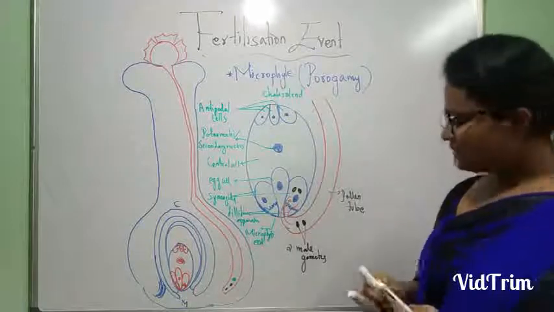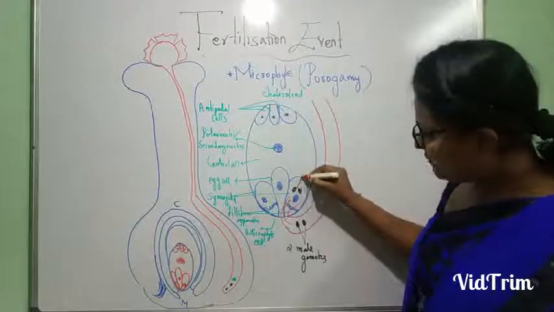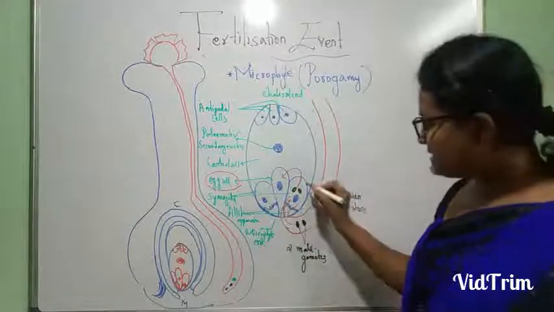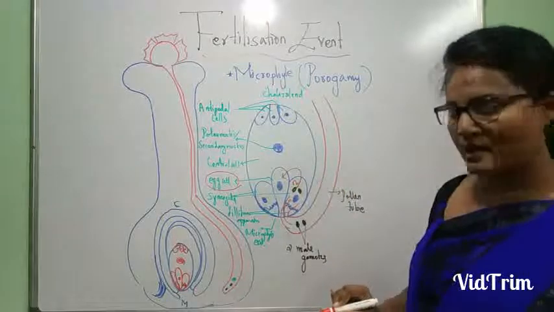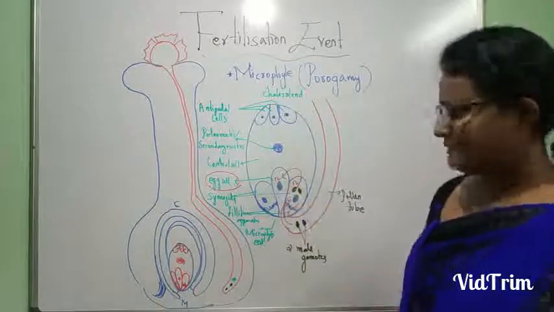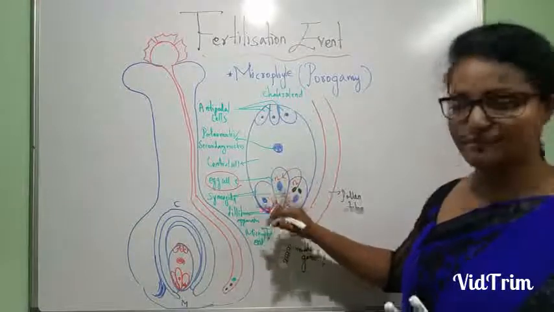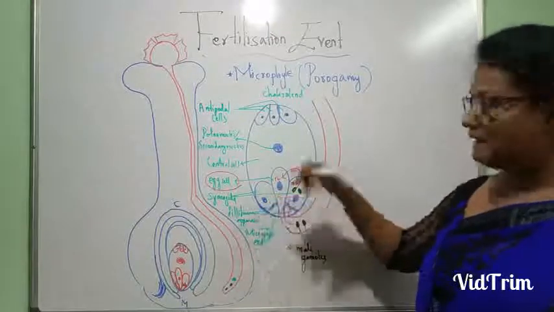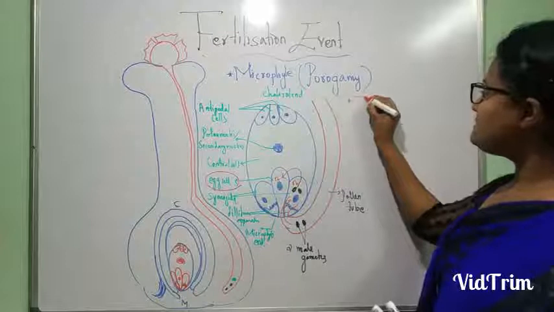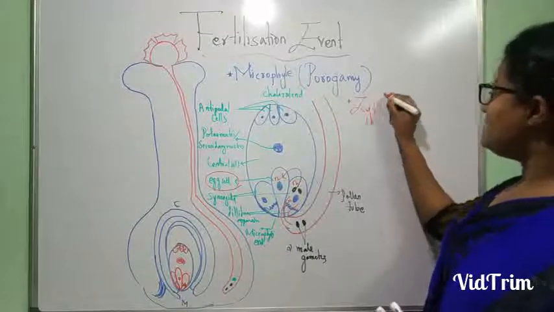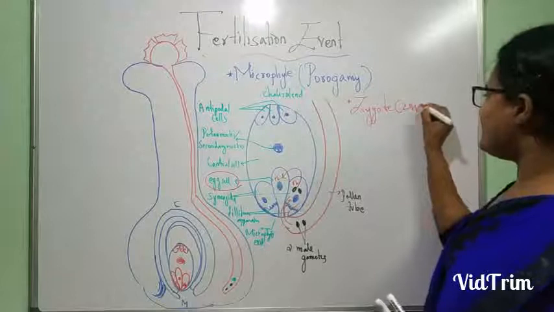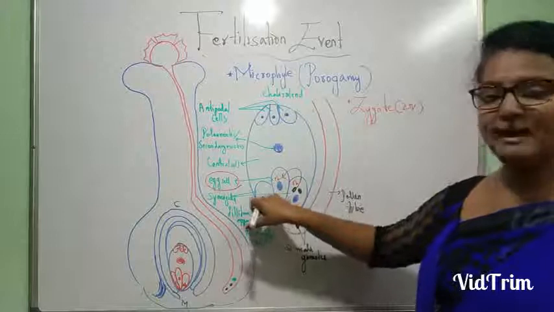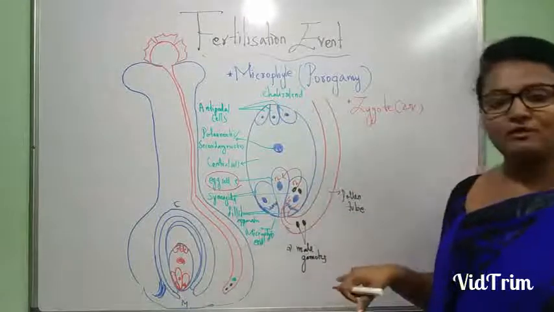Now one male gamete fuses with the egg cell. This male gamete is n and our egg cell is n. This we call true syngamy. One male gamete fuses with one egg cell, which forms the zygote, which is 2n now. How 2n? An n male gamete and an n egg cell, so the formed zygote is 2n.